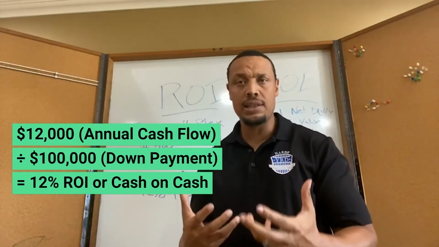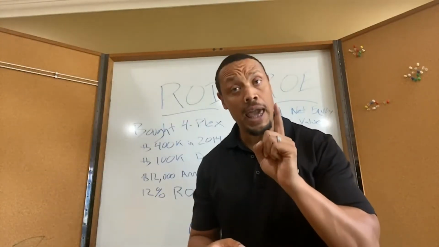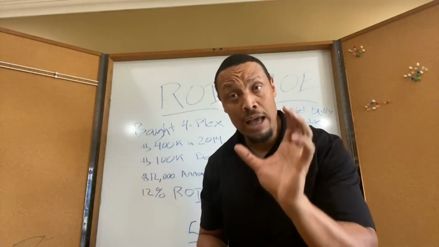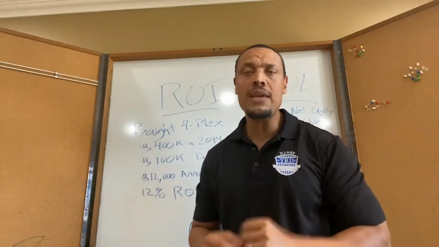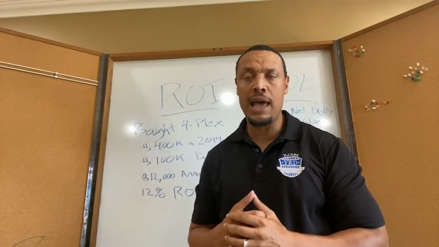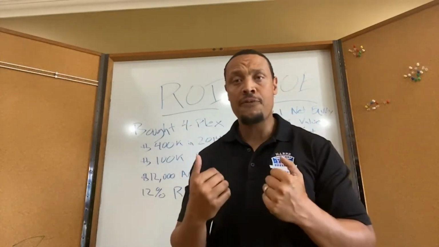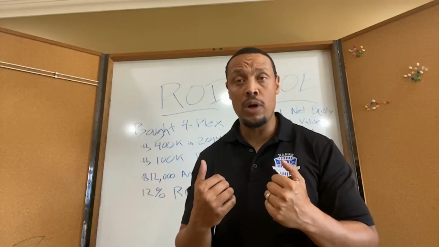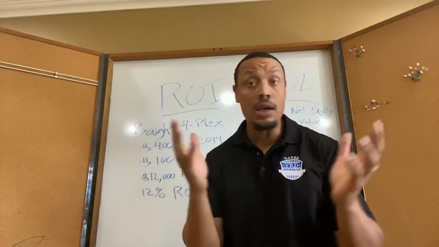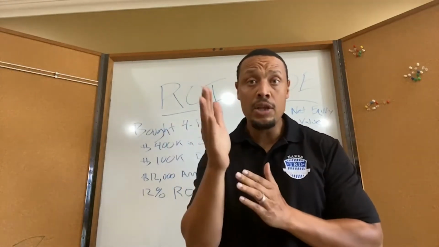A pretty excellent rate of return, right? And this is real. In 2014, you could have easily bought a fourplex for $400,000. I know because I sold a few of them, right? Now, fast forward to 2021. You've owned the property 7 years. You're making good money, all right? You're making 12% on your money.